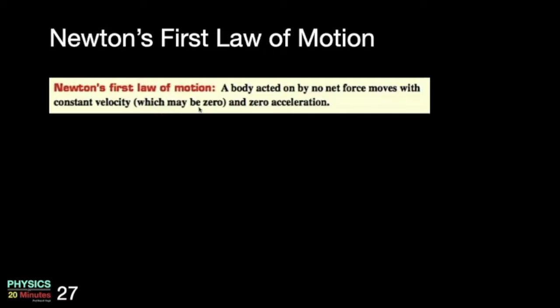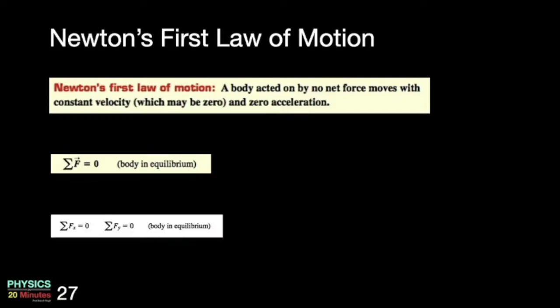What does it mean? It means that the body can be at rest or it is moving with a constant velocity. Velocity is a vector quantity. So when I say constant velocity, that means both its magnitude as well as direction are fixed. So if sigma F, or net force, is zero, the net force being represented by sigma F, then we say that the body is in equilibrium. Again, if sigma F is zero, then its x and y components are also zero.